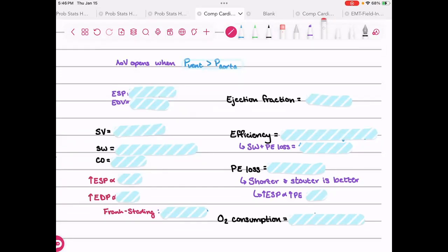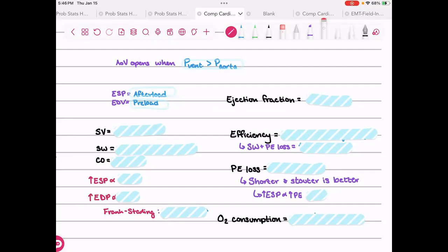The end systolic pressure, or the ESP, is the afterload. And this is kind of what the heart is pumping against. So a higher afterload means it's harder to push more blood out. While the end diastolic volume, or EDV, is the preload. So that's what's coming in. It's the volume that the heart is getting. So a higher preload means that you're able to pump more blood out.